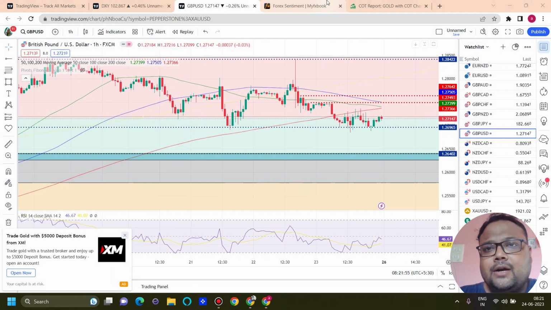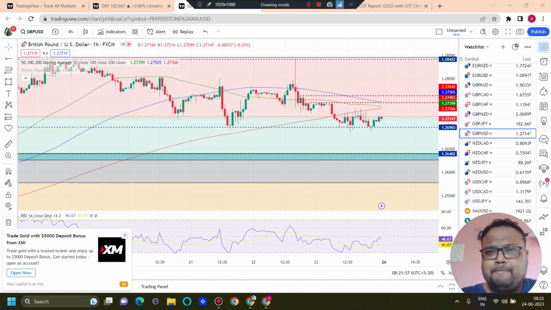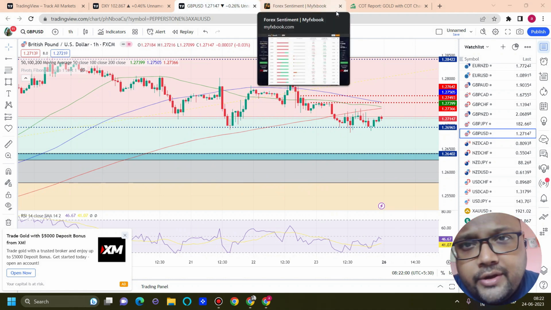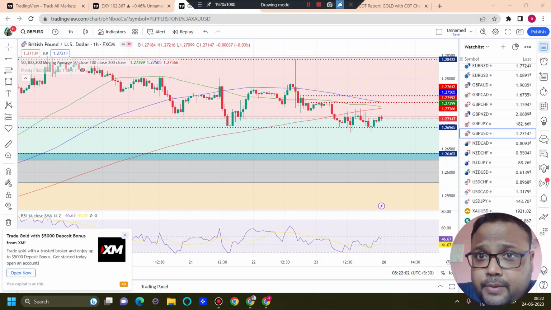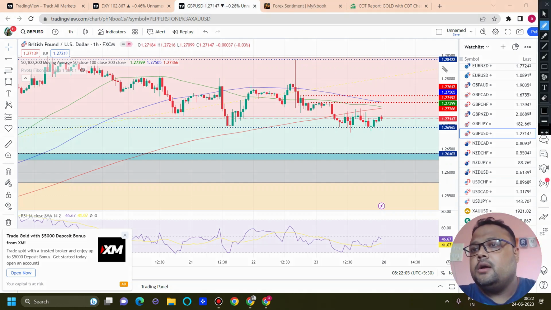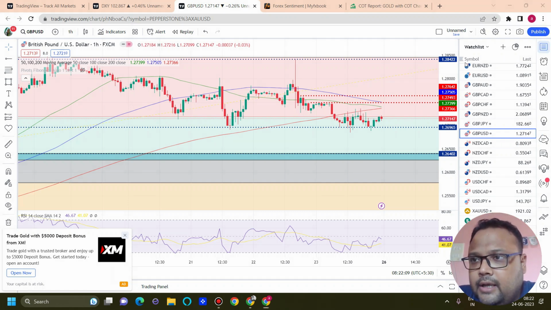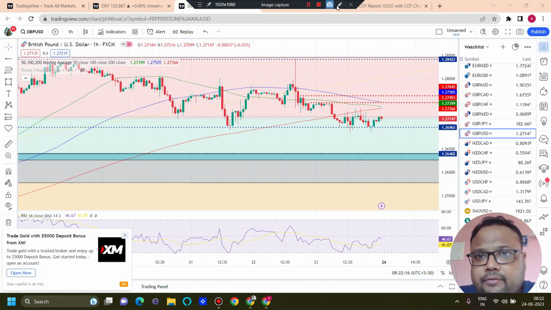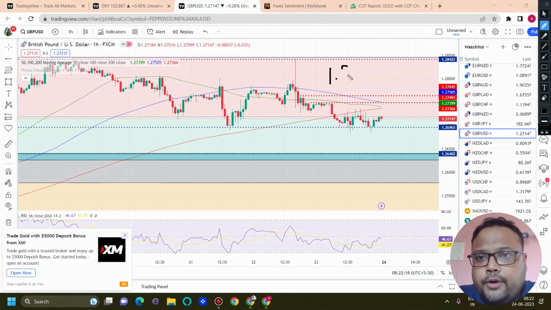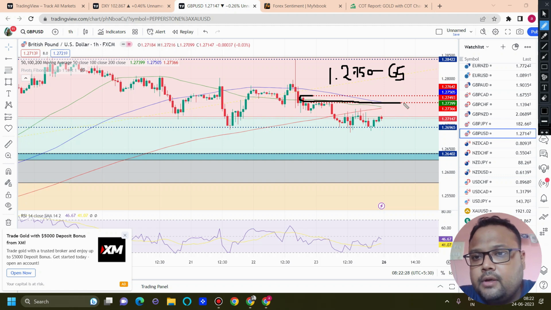And as right now we can see that sellers are having a good influence on the chart. So right after the market opening, if GBPUSD tries to show some upside, then observe the market around the levels of 1.2750 and 1.2765, 1.2750 to 1.2765. You can also consider this as a zone here.